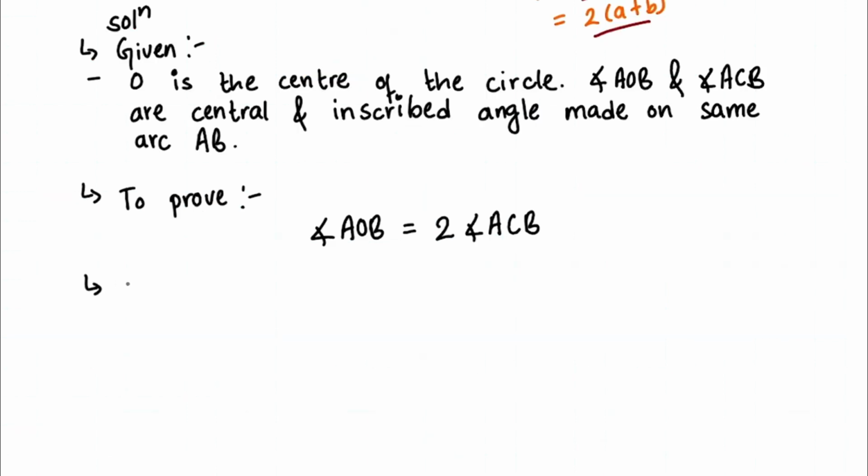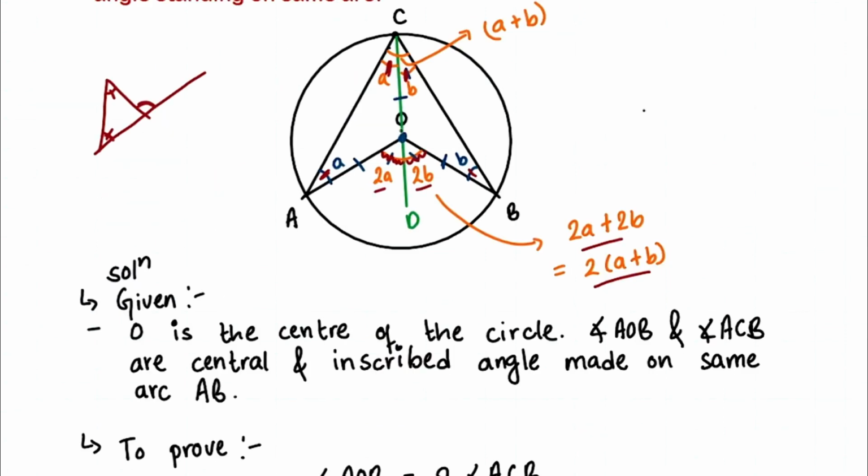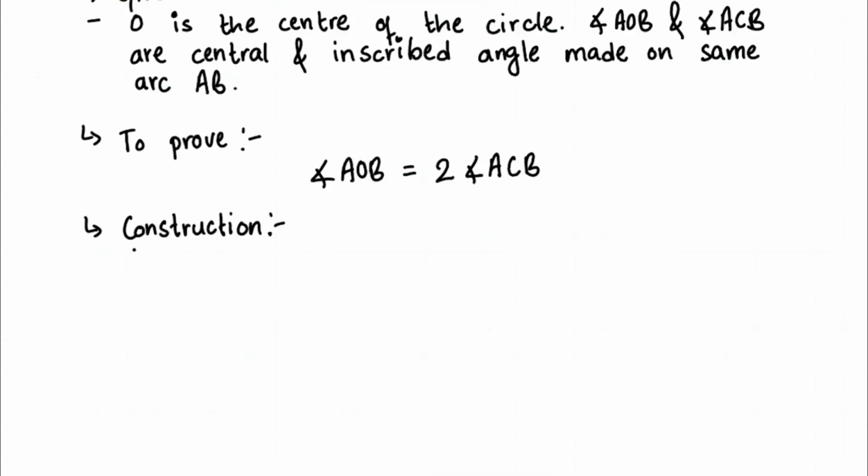So we also made a construction in this question. Our construction, we made a line CD passing through O. So we are going to write that in our construction: draw CD passing through O. Now our final part is our actual proof. In our proof, again, we are going to have statements and reasons.